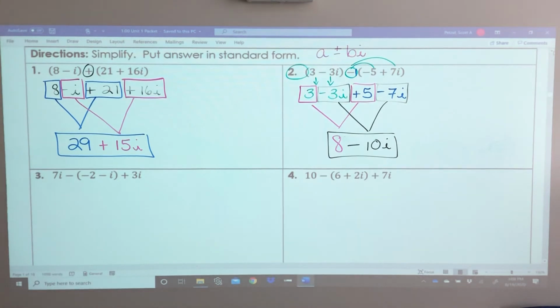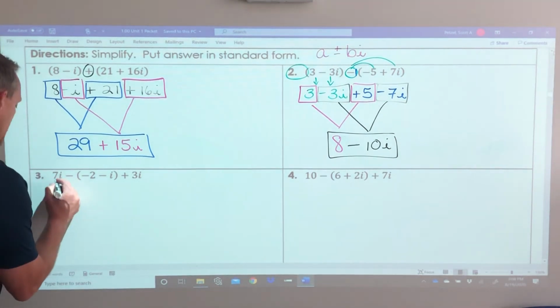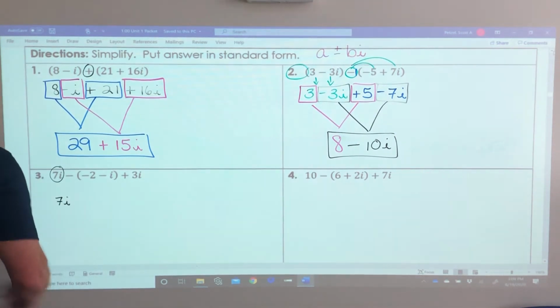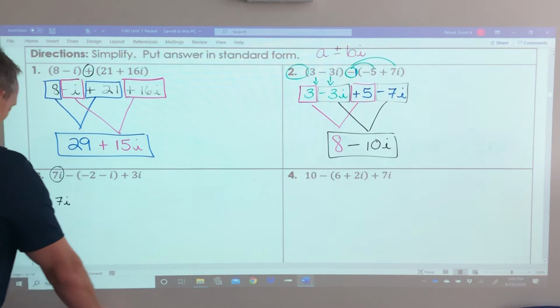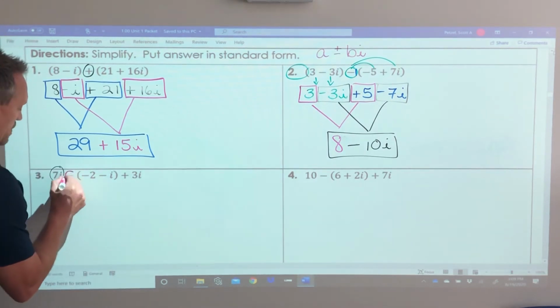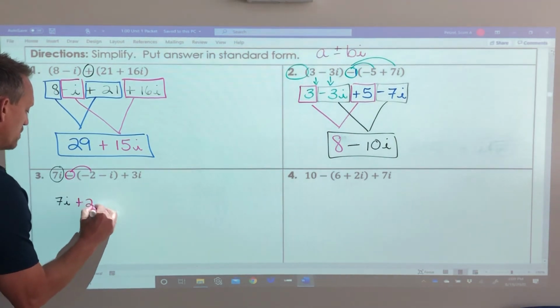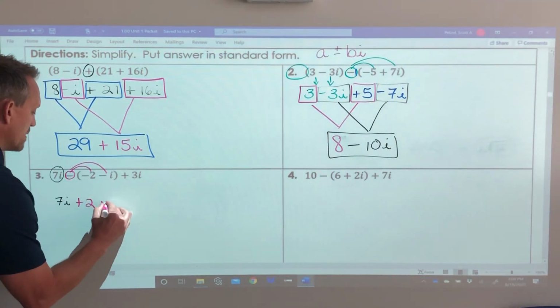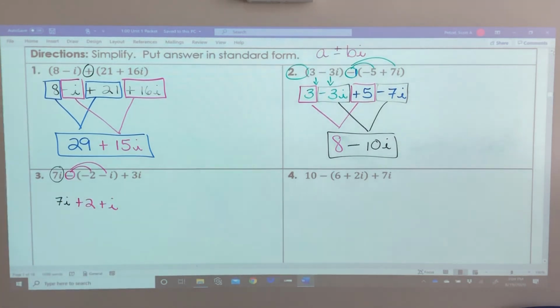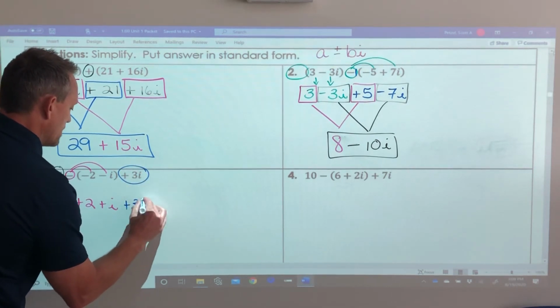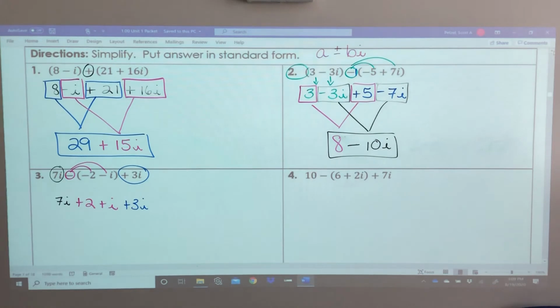This next one, we have multiple parts. Obviously, we have the 7i that simply comes down. Then we have the distribution of the negative, or negative 1 to each one, which would make that positive 2, positive i. And then we simply have positive 3i. Multiple parts here. Separating them all is crucial.